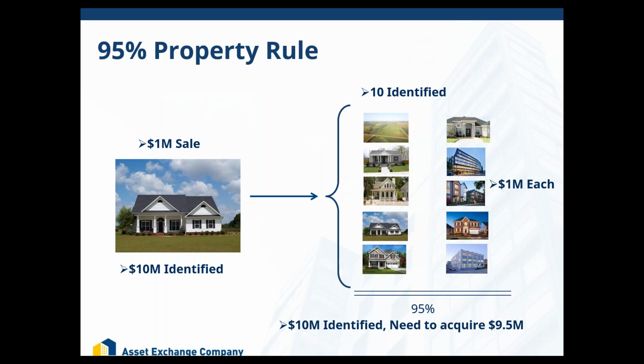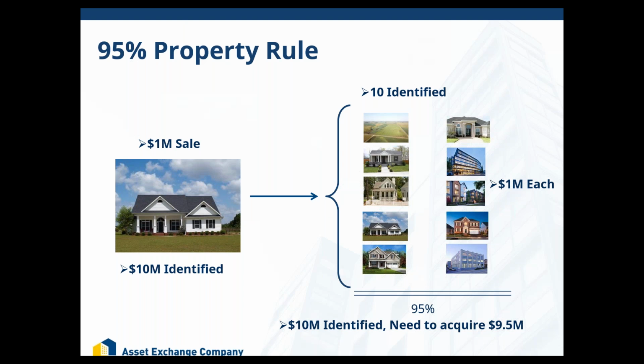So let's just say in this example, we're only able to purchase 9 out of the 10 properties that we identified. Well, that's only going to equate to 90% or $9 million, right? That is not 95%. If we're only able to purchase 9 out of the 10 properties that we identified, guess what's going to happen? We're going to blow our entire exchange and we're going to be subject to having to pay all of the taxes, right? So in practice, the way the 95% rule works is really 100% of whatever you identified, you're going to have to buy.